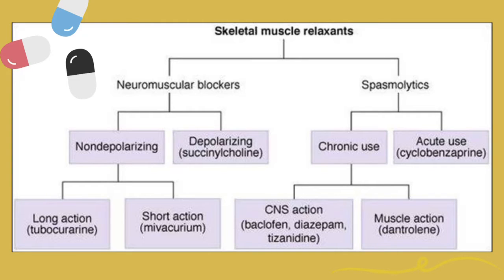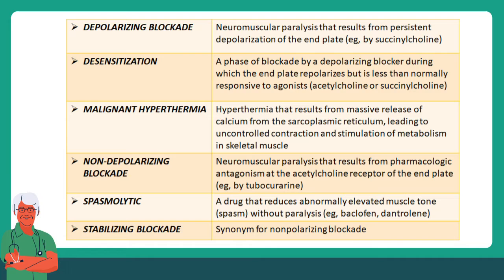The drugs in this chapter are divided into two dissimilar groups. The neuromuscular blocking drugs, which act at a skeletal myoneural junction, are used to produce muscle paralysis to facilitate surgery or assisted ventilation. The spasmolytic drugs, most of which act in the CNS, are used to reduce abnormally elevated tone caused by neurologic or muscle end plate disease.